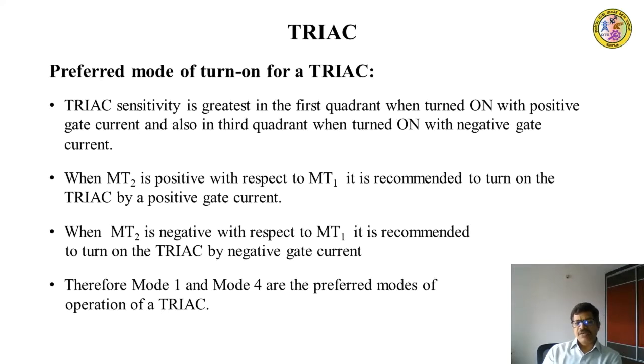When MT2 is positive with respect to MT1, it is recommended to turn on the triac by a positive gate current. When MT2 is negative with respect to MT1, it is recommended to turn on the triac by negative gate current. Therefore, mode 1 and mode 4, that is quadrant 1 and quadrant 3, are the preferred modes of operation of a triac.